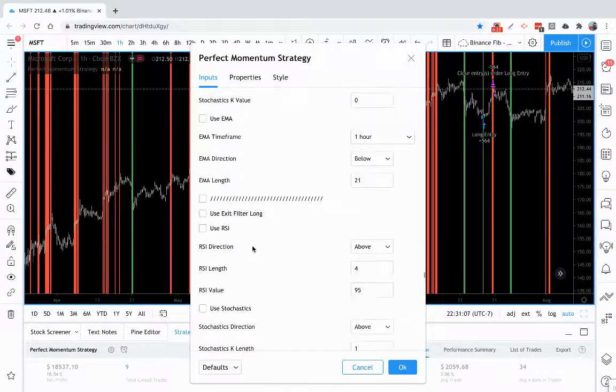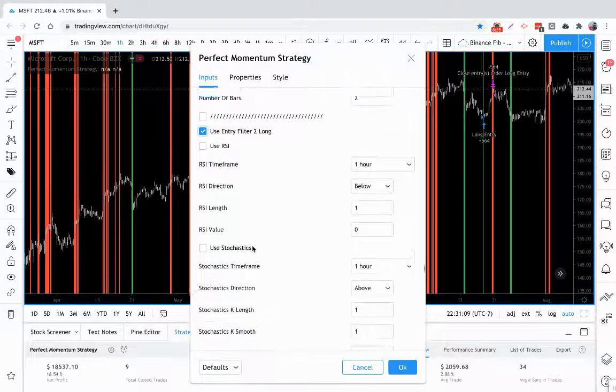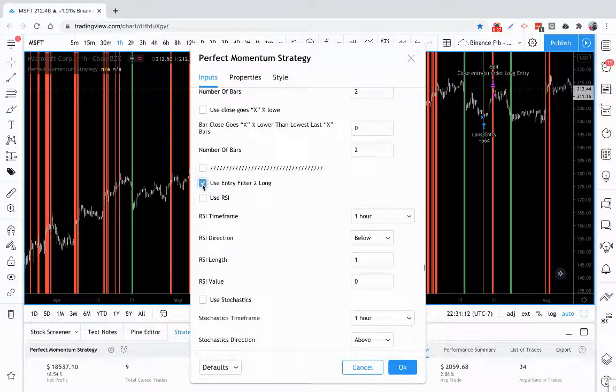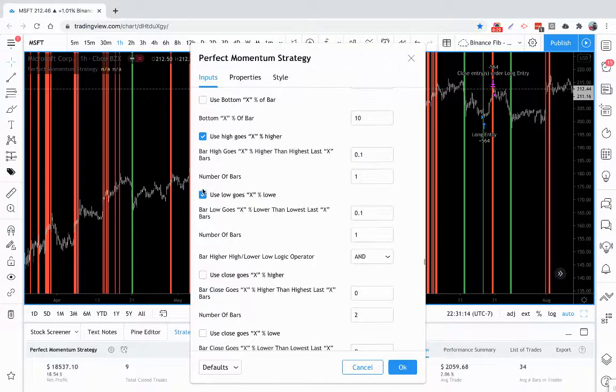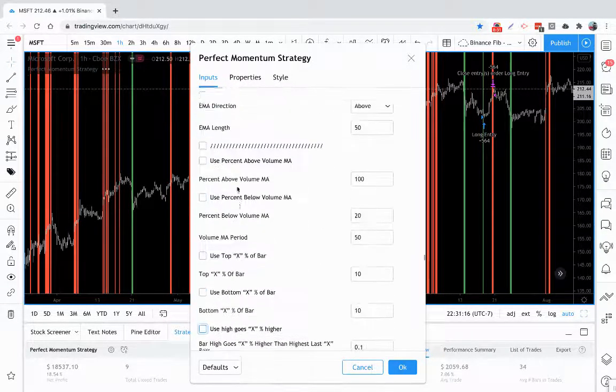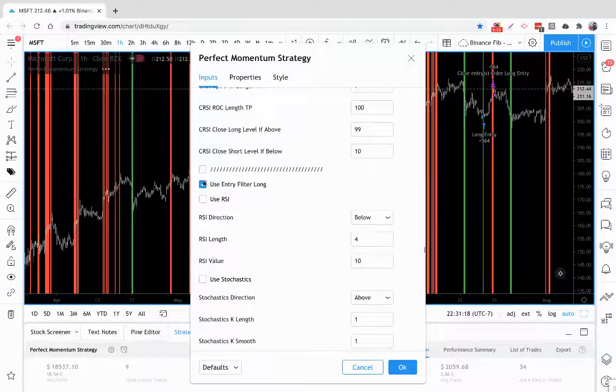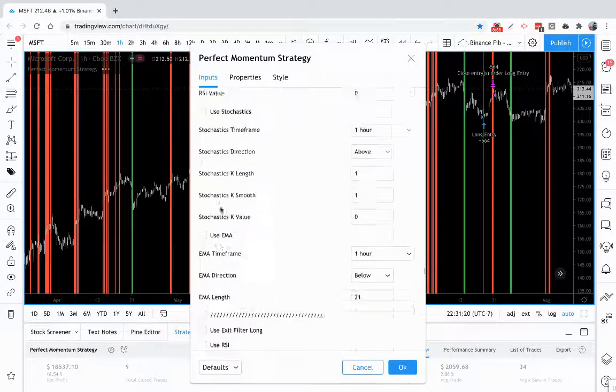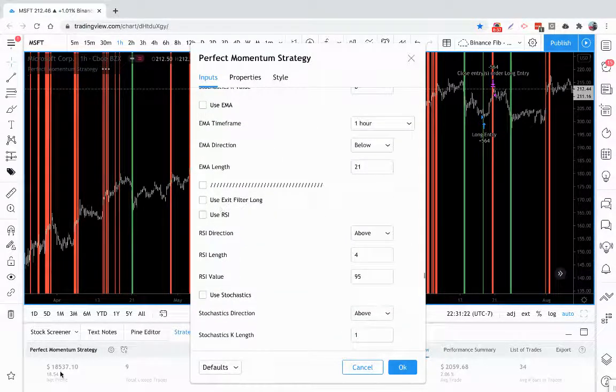Now you have here for your longs, you have an exit filter. Let's take a look at that. Let me take the entry filters off. Okay, so let's go to the exit filter. Wait for this to reset. Let's say you're in a trade, and let's say, for example, you don't want to exit if the RSI goes above 95 on a 4 length. Maybe you want to stay in your trade, try to ride it out longer.